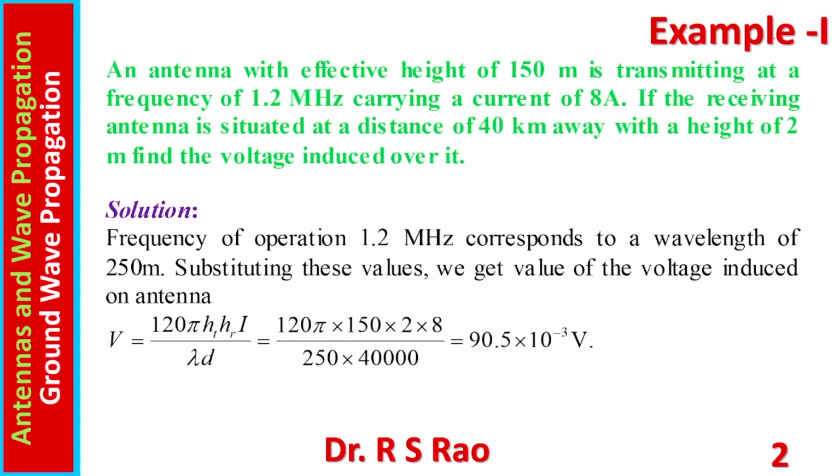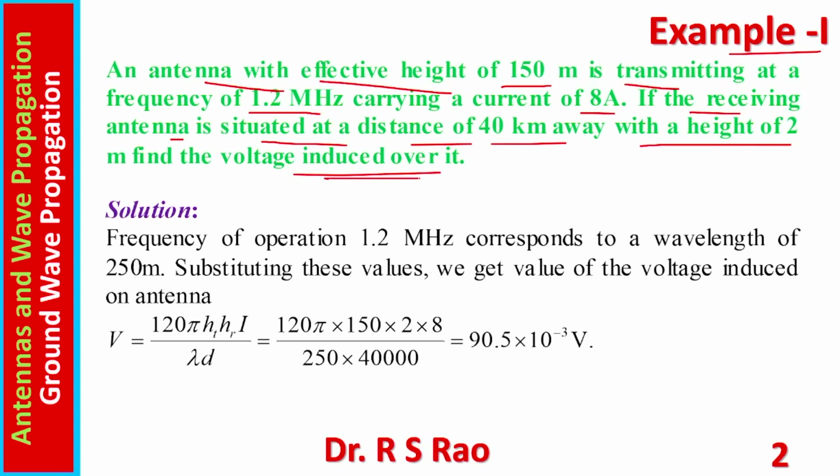We begin the session with a problem, example 1. This problem is set on ground wave propagation. An antenna with the effective height of 150 meters is transmitting at a frequency of 1.2 megahertz, carrying a current of 8 amperes. If the receiving antenna is situated at a distance of 40 kilometers away with a height of 2 meters, find the voltage induced over it.